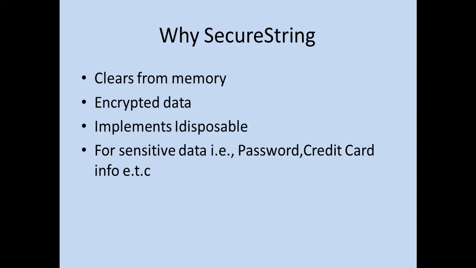So that's the reason we use SecureString. The advantage is it clears from memory, so it's not mutable. We have IDisposable. SecureString implements IDisposable, so the user of SecureString is responsible for disposing it, and it stores the data in memory in an encrypted format. And this should be used only for sensitive data, because it has a slight performance hit compared to using a string. That's a price we pay for storing the data in a secured fashion.